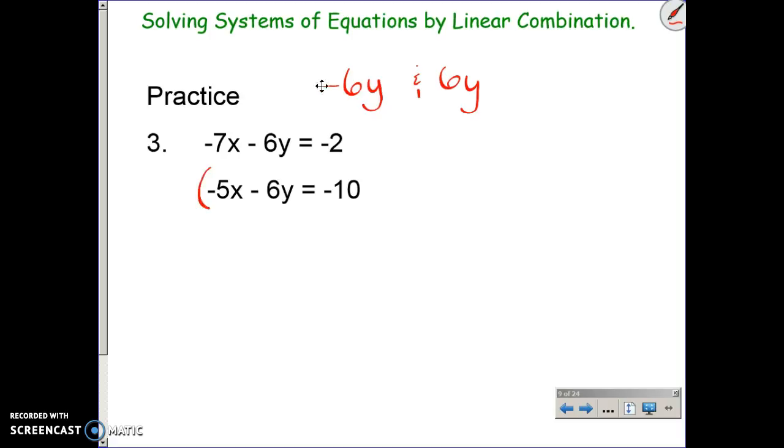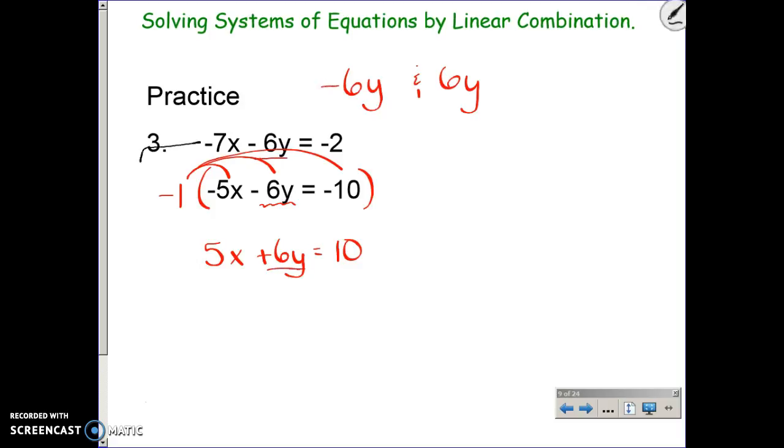Now, I can't just pick this by -1 and call it good. Whatever I do to one, I have to do to the other. So if I'm going to multiply -1 to that part, I have to do it to all the parts of the group. When I do that, now I get 5x plus 6y equals positive 10, which means when I combine this and this, now they're going to eliminate each other.